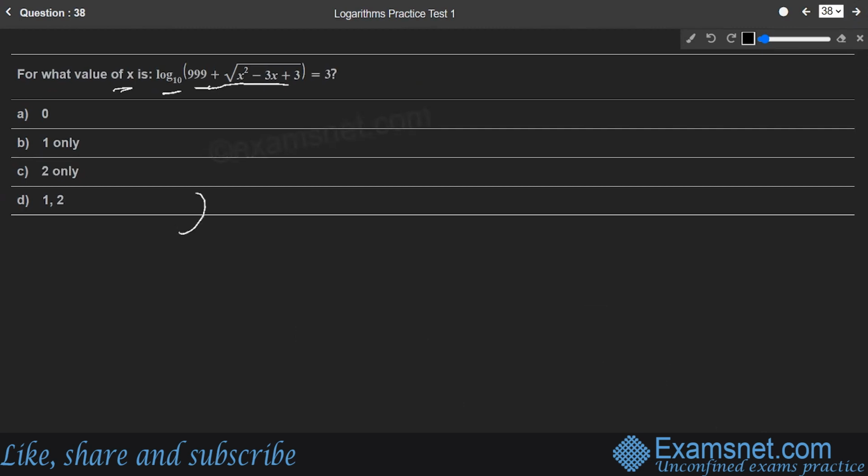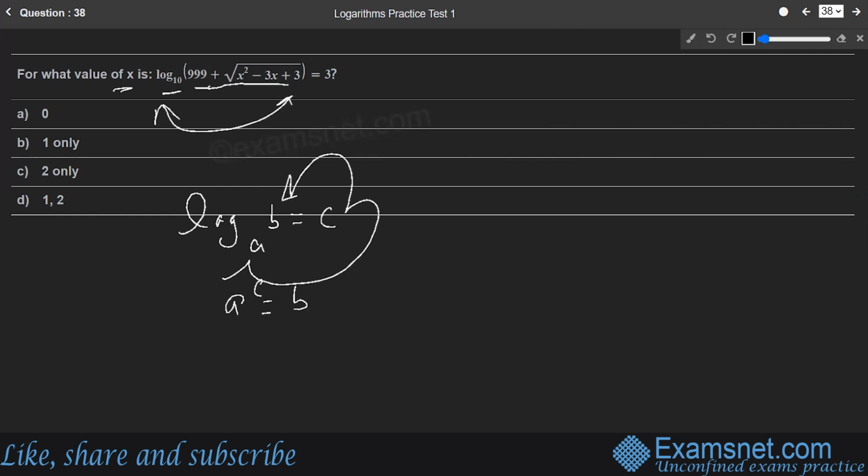One thing that can be done is this: log base a of b is equal to c. Whenever the three numbers are connected in the log form like that, the mathematical connection between them is a to the power c is equal to b. That is the mathematical connection. So clearly, 10 cube is equal to the expression given, 999 plus the square root of x square minus 3x plus 3.